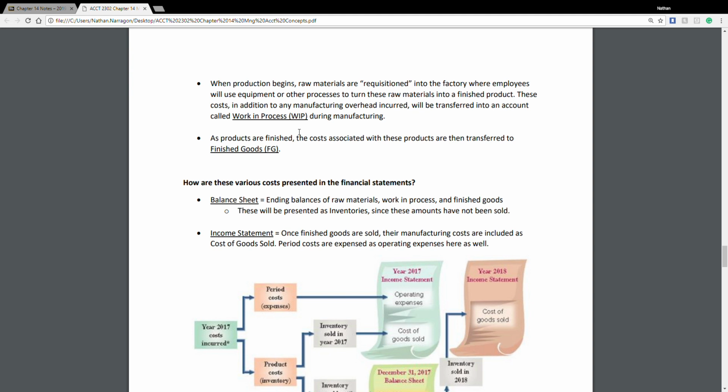So, how are these various costs presented in financial statements? Again, on the balance sheet, it's going to be our raw materials ending balance right there. So our inventory of raw materials, the inventory that's in work in process, and finished goods. So all these will be under inventory. If we have a big company that manufactures, like Ford or Apple, Dell, they're going to have many of these accounts. You're going to have a lot of sub-accounts, so it's always good to know what they are.